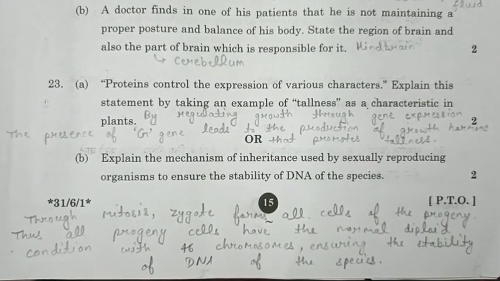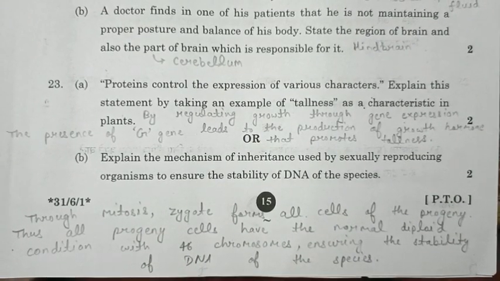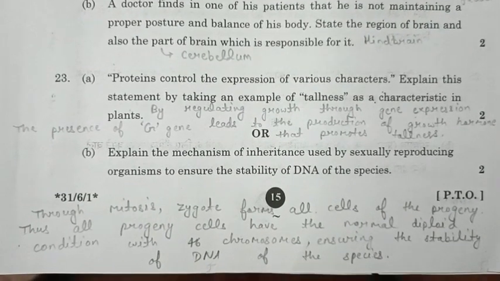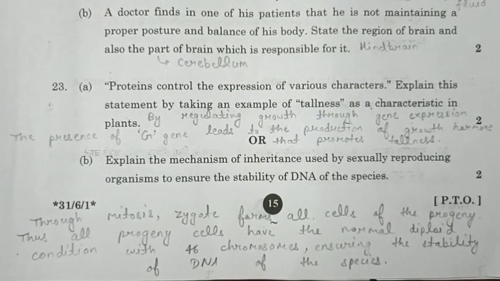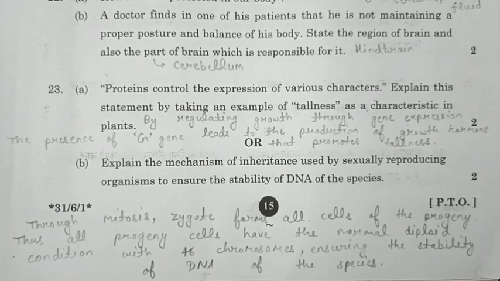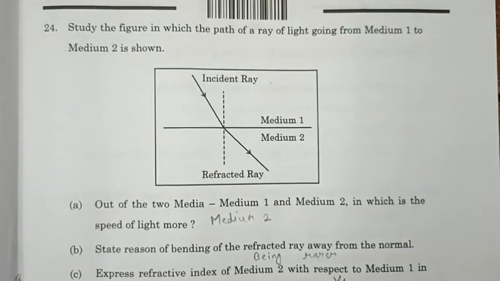Or question number B. Explain the mechanism of inheritance used by sexually reproducing organisms to ensure the stability of DNA of the species. Through mitosis, the zygote forms all cells of the progeny. Thus, all progeny cells have the normal diploid condition with 46 chromosomes, ensuring the stability of DNA of the species. Question number 24.